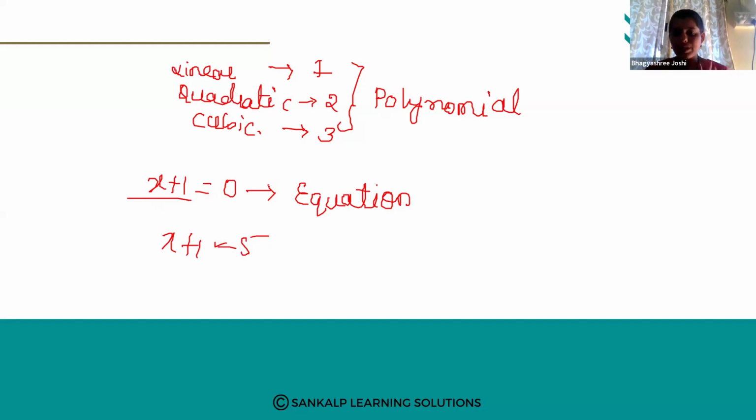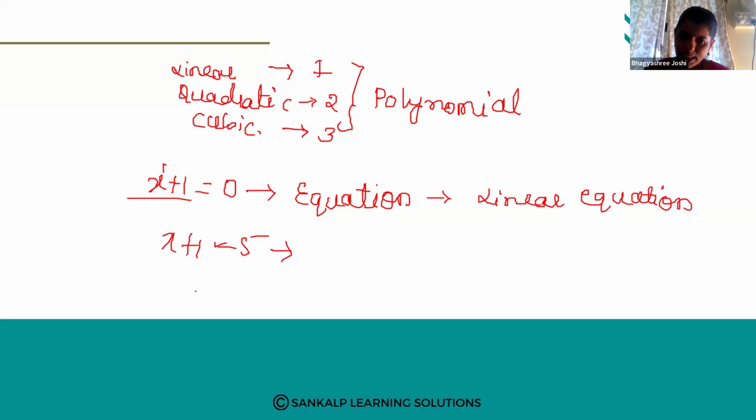This is also one type of equation only. So this is equation. Here variable power is 1. Therefore, it is a linear equation. Which type of equation it is? It is a linear equation. But quadratic equation means what?